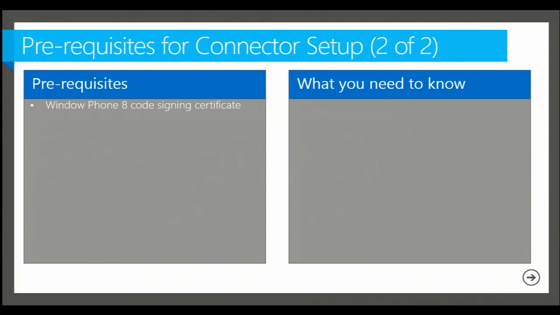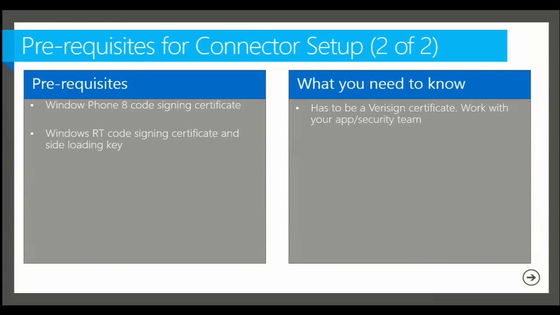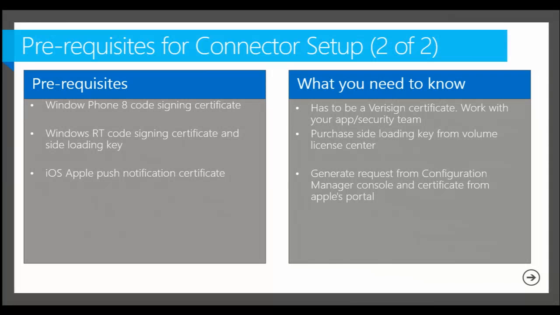From a device perspective, as we spoke about in the wizard I showed you, there's a code signing certificate required for Windows Phone 8. This has to be a VeriSign certificate. So you'll have to work with your application or security team who controls the certificates in your environment in order to get this generated. The Windows RT prerequisites are the Windows RT code signing certificate and the side loading key. The side loading key can be purchased from the Volume License Center. For iOS, the Apple Push Notification Certificate, we talked about this. That's a pretty straightforward process for generating the request from the Config Manager console itself.